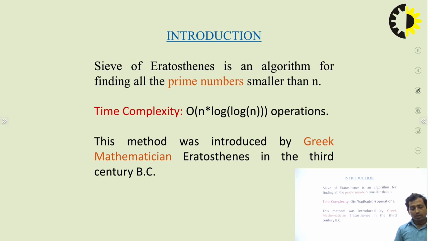There are many previous algorithms which are used to generate prime numbers, but the complexity of the Sieve of Eratosthenes is much less than the other ones. The time complexity is O(n log log n). So this is much better than the previous ones. And this method was introduced by the Greek mathematician Eratosthenes in the 3rd century BC.